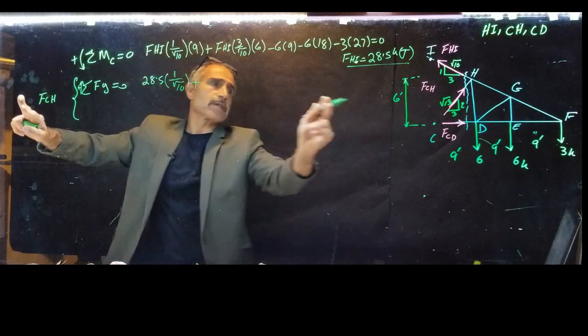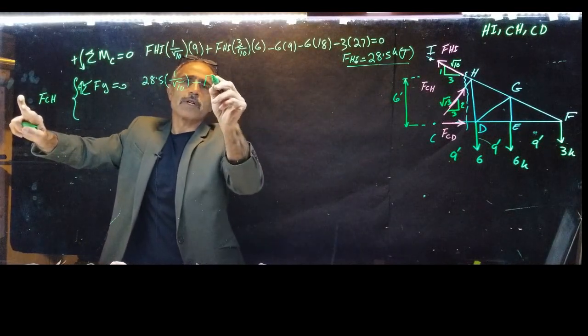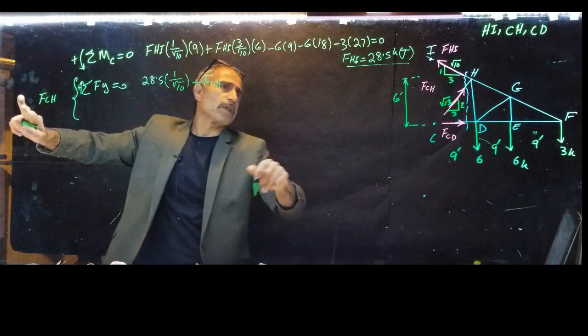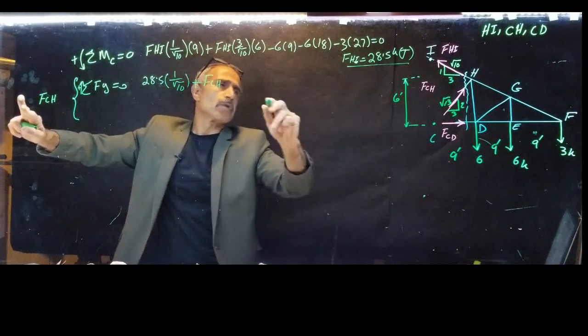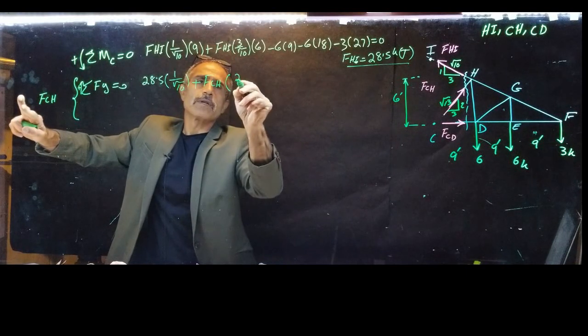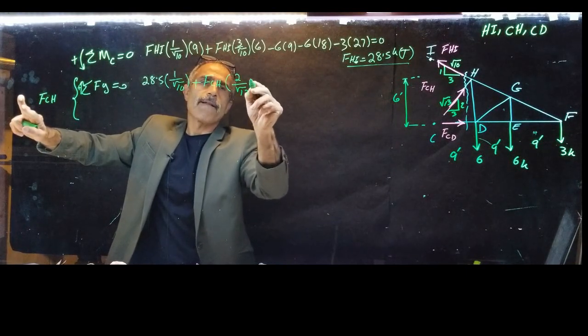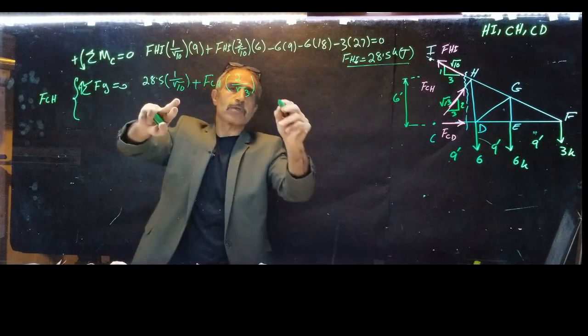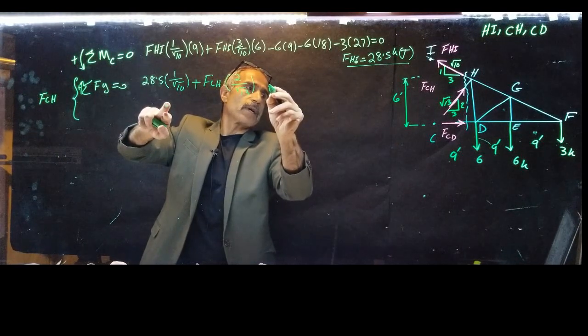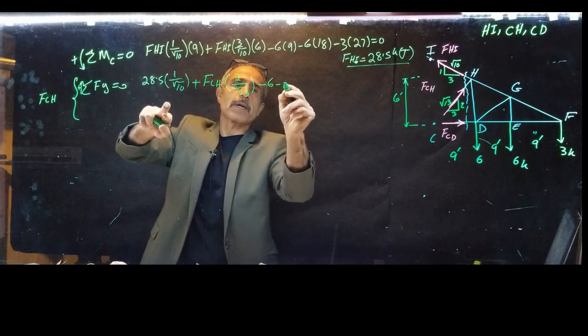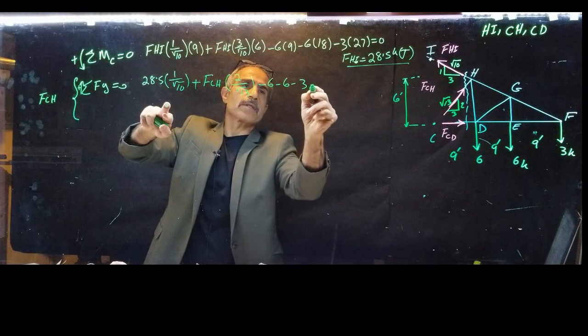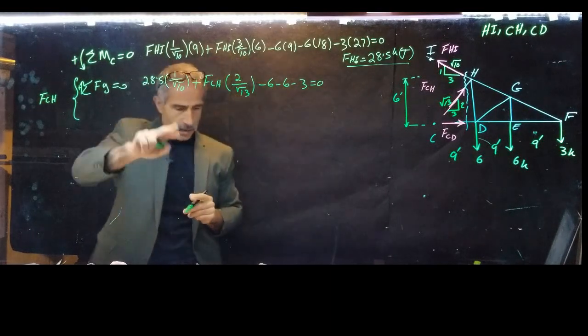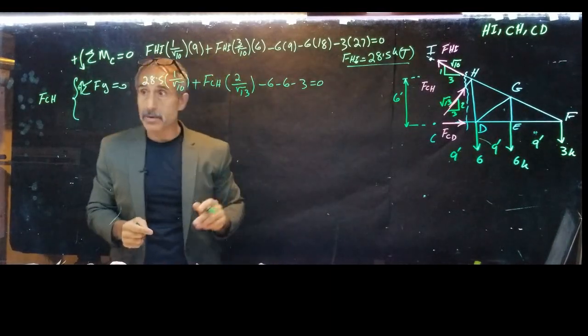And then plus the FCH, and the vertical component of it is 2 on square root of 13. Then you have the other loads, which are minus 6, minus 6, minus 3, equals 0. Figure that out. I haven't done it, but I bet you it comes out the same.